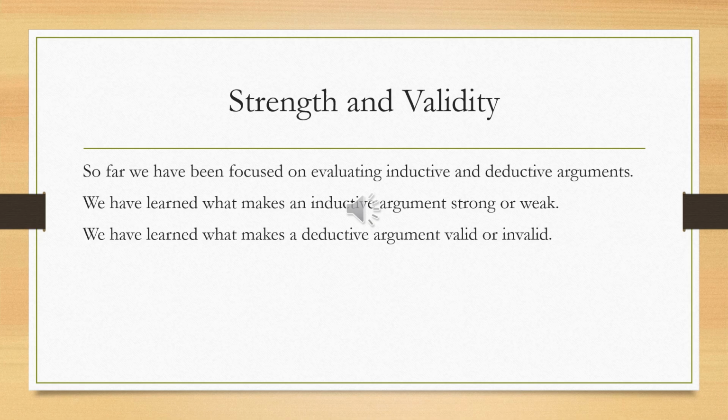Don't mix those up. So what we're going to do is a quick review of these concepts, and then we're going to extend these out and add the ideas of soundness and cogency, which should not be that difficult because these ideas don't really add anything new to what we've already learned. They just add a few additional elements and complete our discussion of evaluation.